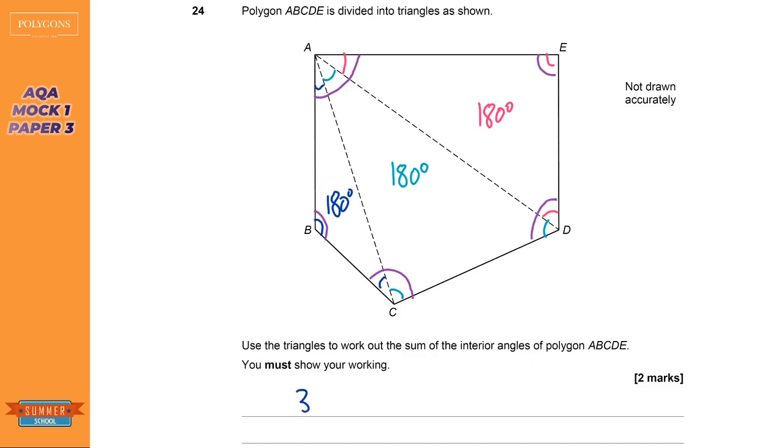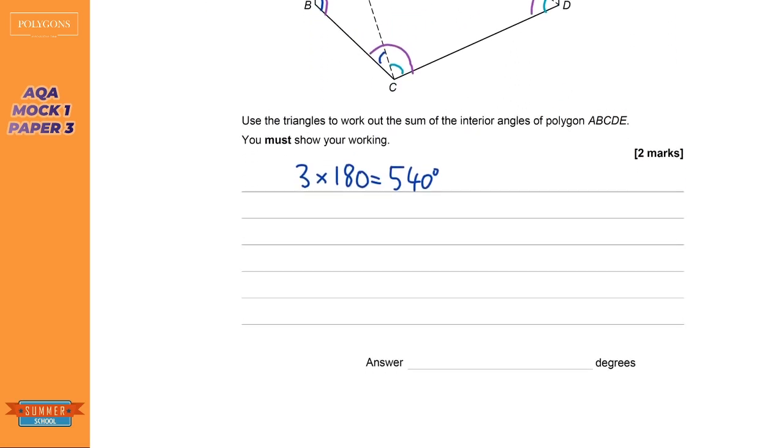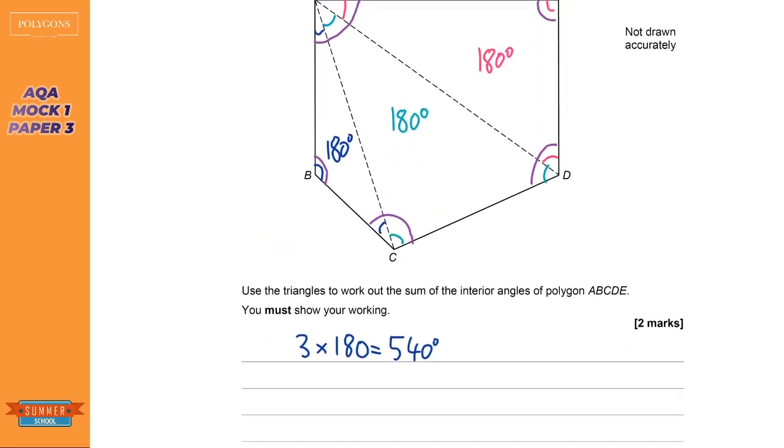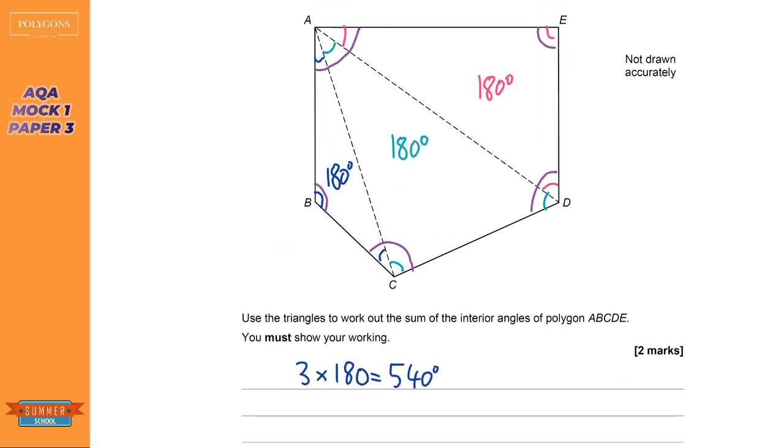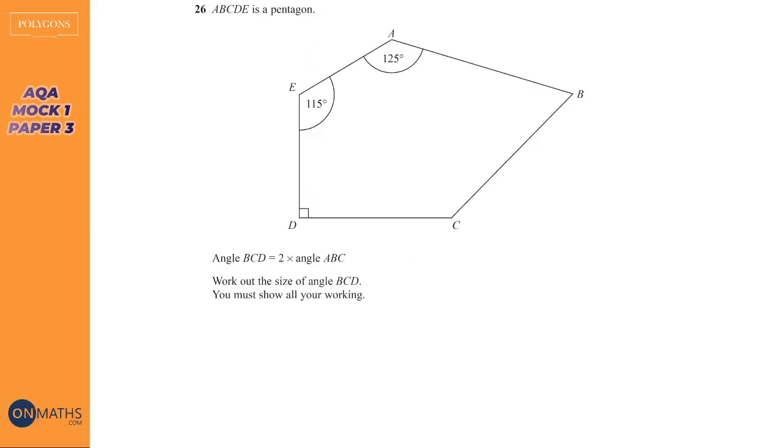So all we need to do is 3 times 180. This is a calculator paper, so get my calculator out. 3 times 180 is 540. So my answer to this is 540 degrees. Now this is actually the proof, or the method, of how we work out the interior angles of any polygon. So moving on to Edexcel, and their question's less generous.